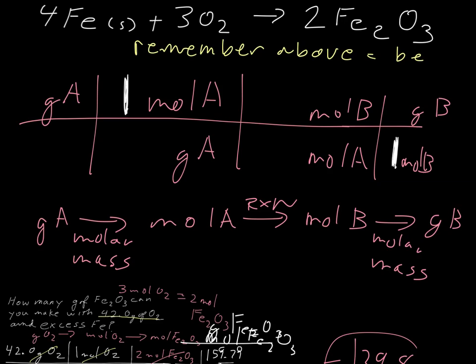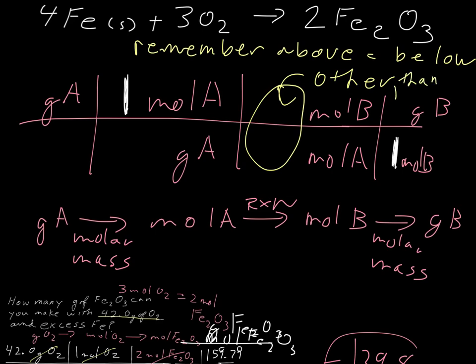Remember, above has to equal what's immediately below it. The only place where you can have a number of moles other than 1 is right here. That's the only place you can have something other than 1. A lot of the time, those numbers will be 1. But that's the only place in this line where you can have a number other than 1 for a number of moles, is when you're switching substances.